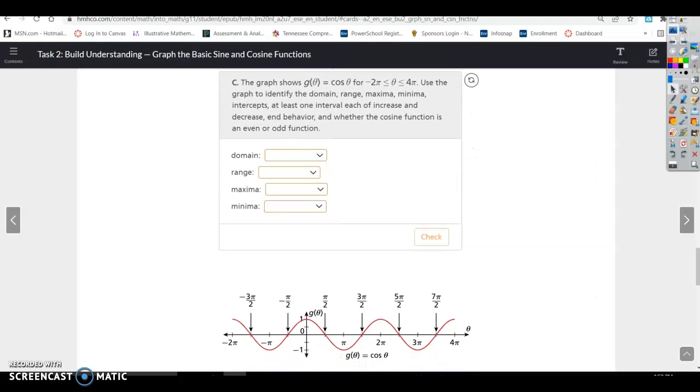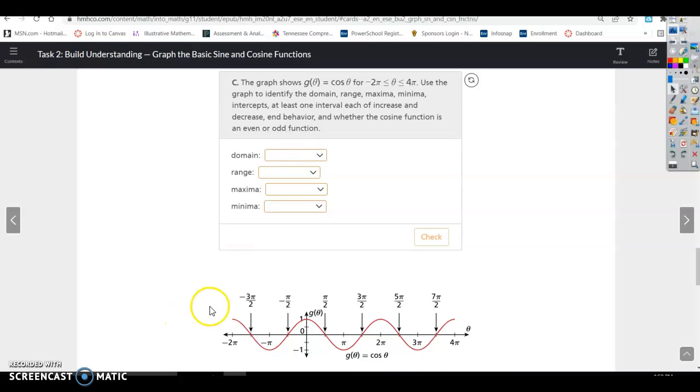All right, it says the graph shows g of theta equals cosine of theta from -2 pi to 4 pi. Use the graph to identify the domain, range, max, min, intercepts, and at least one interval each of increase and decrease in behavior and whether the cosine function is even or odd.